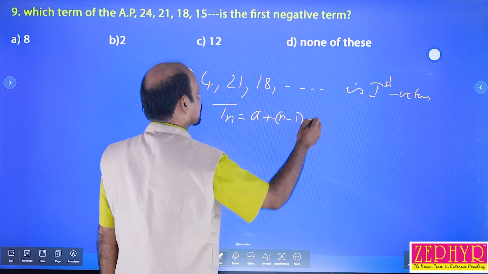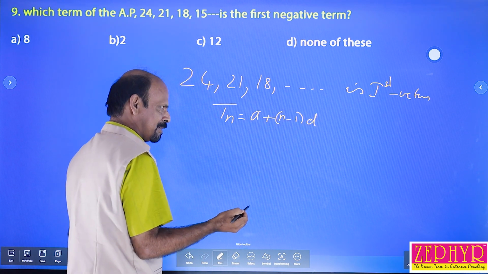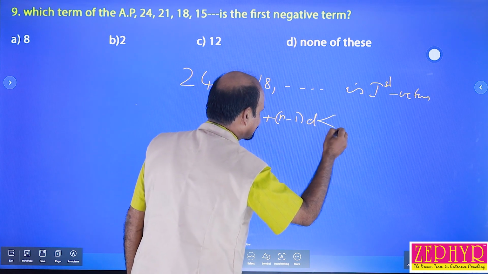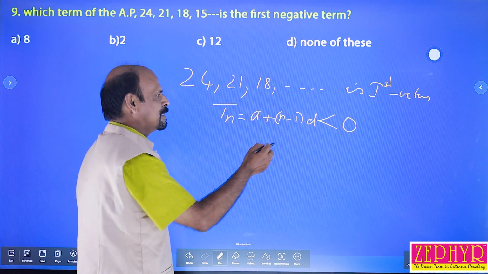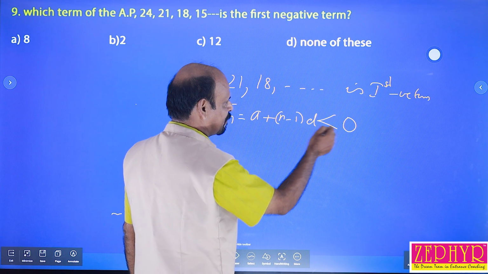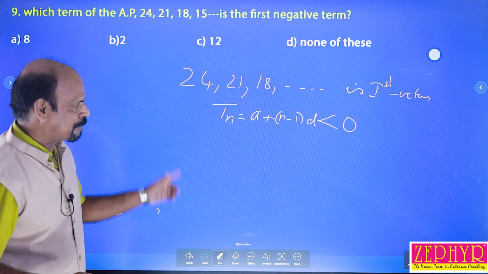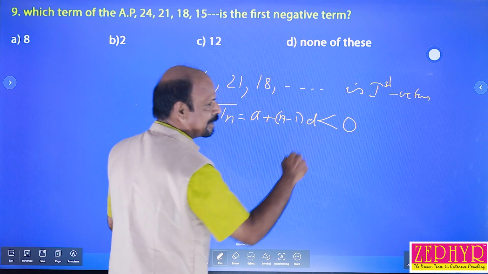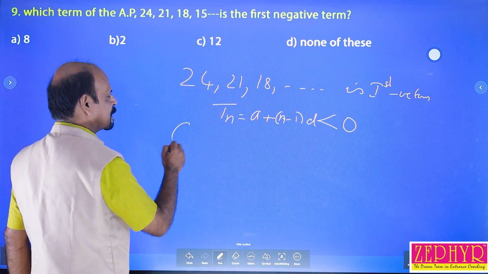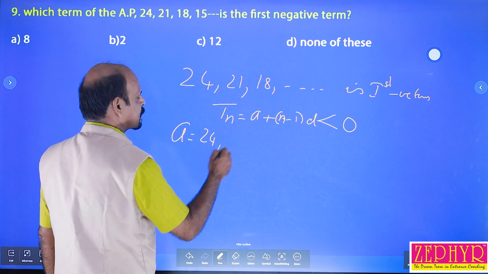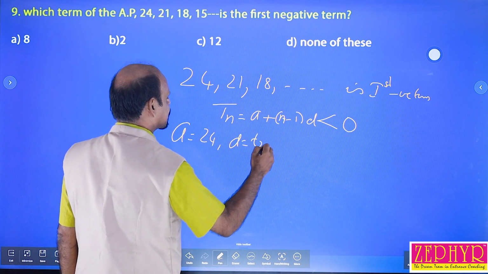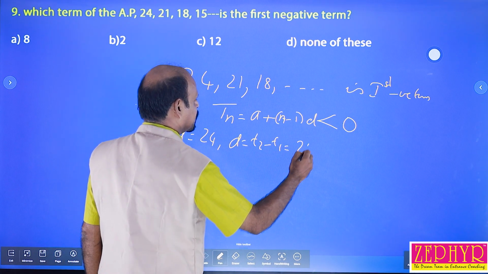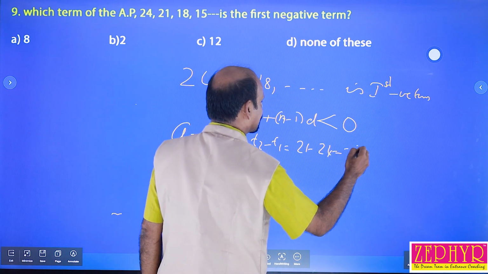a plus (n minus 1) into d is the first negative term. That means less than 0. Negative term means it will be this, and the general term will be the first negative term. We are supposing that, therefore a plus (n minus 1) into d will be less than 0. Here a is 24, d is the common difference, t2 minus t1, that is 21 minus 24, which is minus 3.